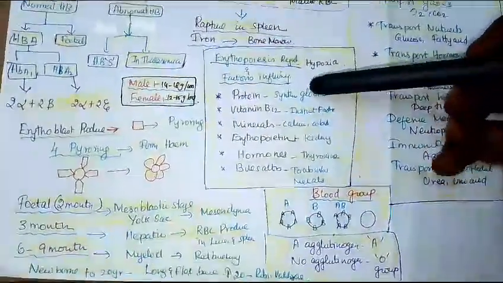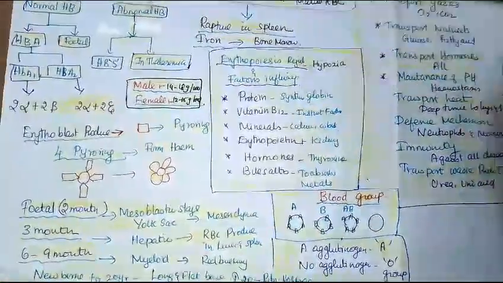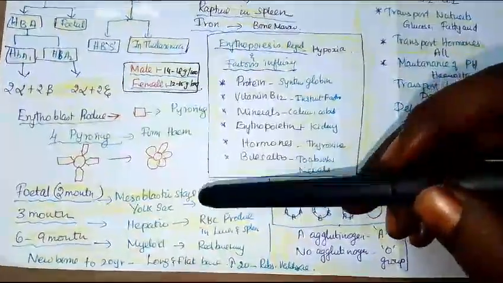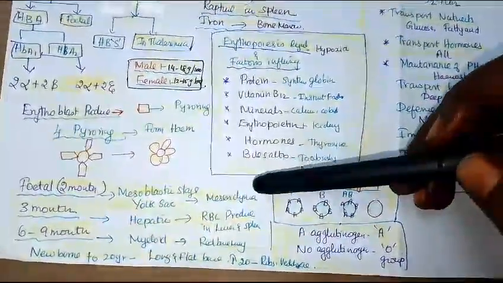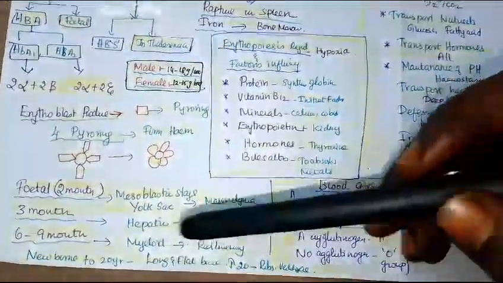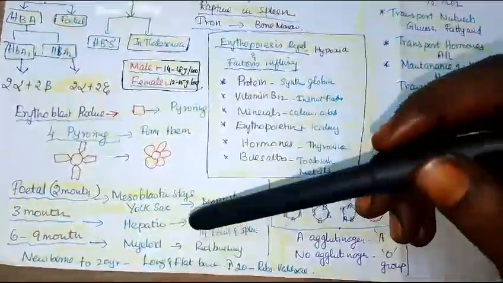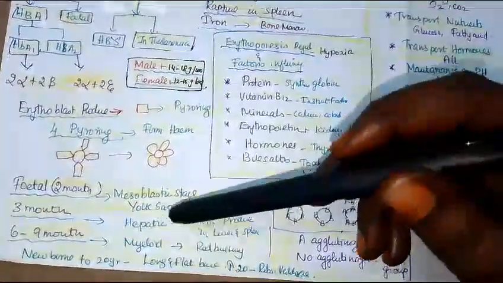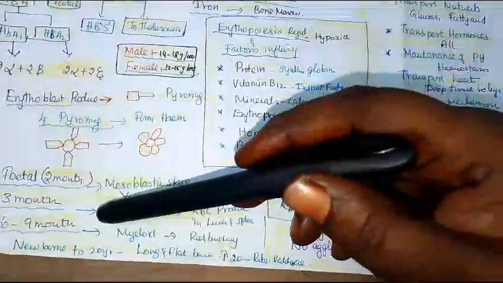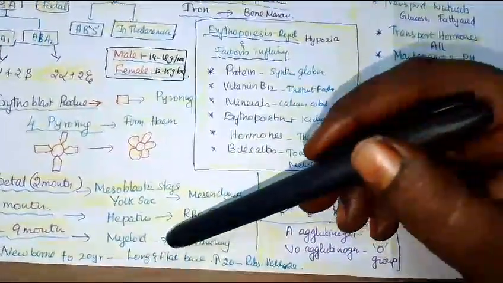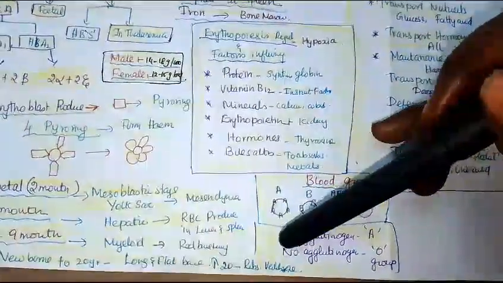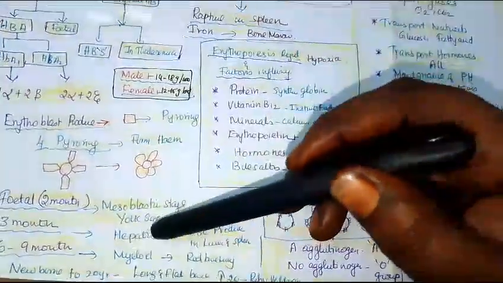Okay, what happens in intrauterine life? How is hemoglobin produced? In the fetal life, at 2 months, it is produced in the mesoblastic stage, the yolk sac stage, from mesenchyme. And at 3 months, in the liver, the hepatic stage, it starts to produce RBC. From 6 to 9 months, myeloid cells and the red bone marrow start to produce. From newborn to 20 years, long and flat bones produce. After 20 years, ribs, vertebrae and flat bones all produce RBC.